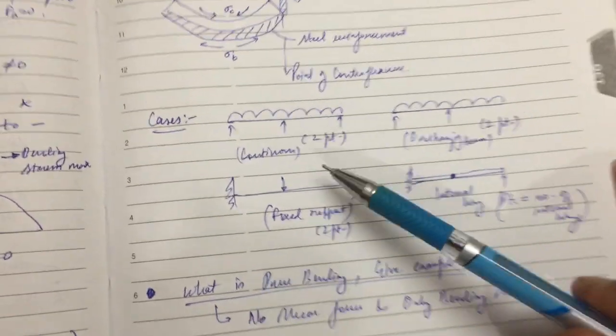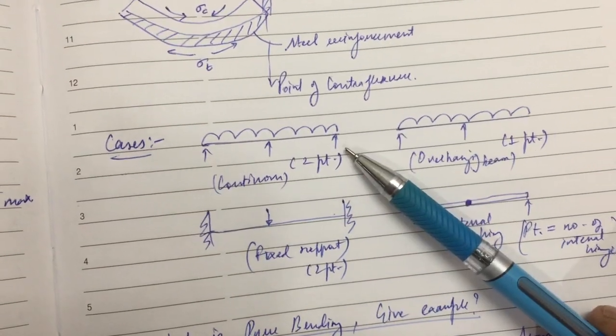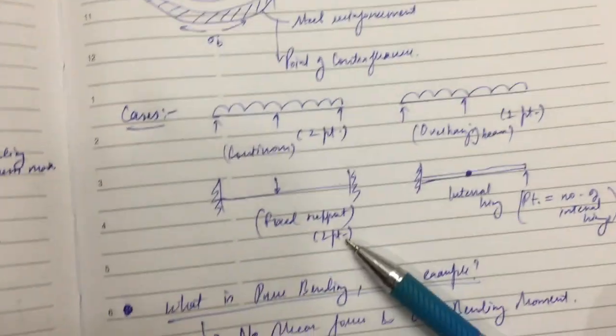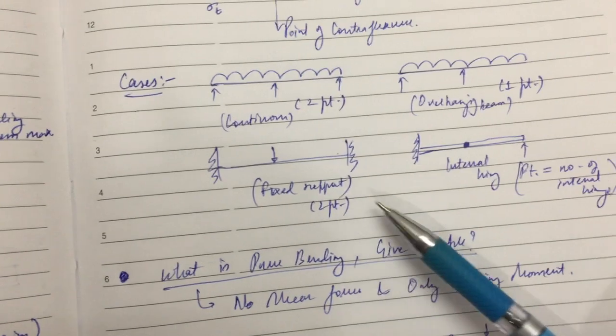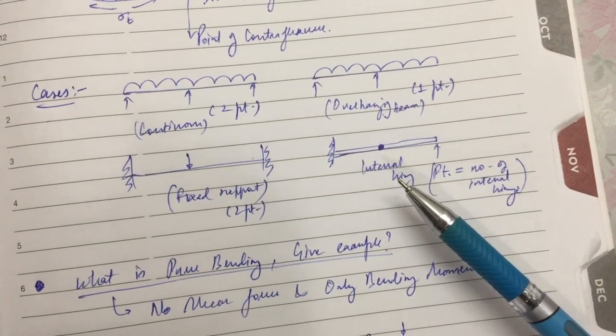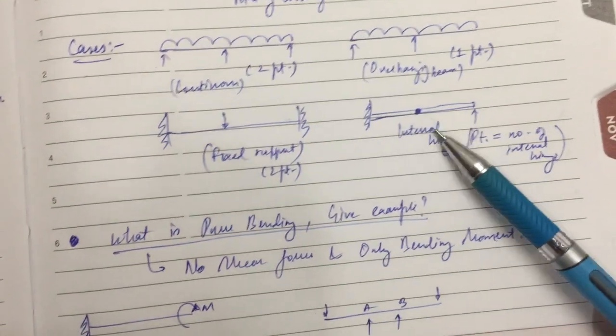So there are different cases. This one is the continuous loaded beam in which we have 2 points, and here this is the overhanging beam. We have only 1 point, and this is a fixed support. We have 2 points here, and the other case is the internal hinge. So the number of contraflexure points is equal to the number of internal hinges used here.